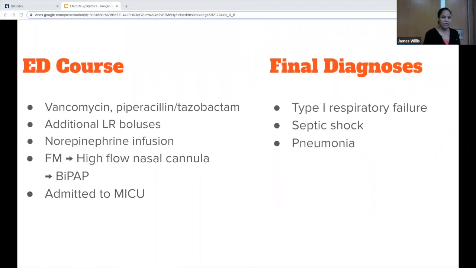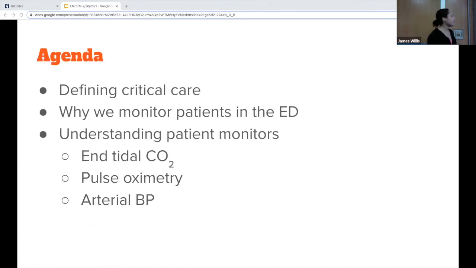So kind of very brief going through that case just to talk about what is a sick person, because that's what we're going to talk about today and what do we do with them. So we're going to talk about what's critical care, who requires critical care services, why do we monitor patients in the emergency department? And then we'll talk a little bit about a few of the monitors that we do in the emergency department. So end-tidal CO2, pulse oximetry, and arterial blood pressure.